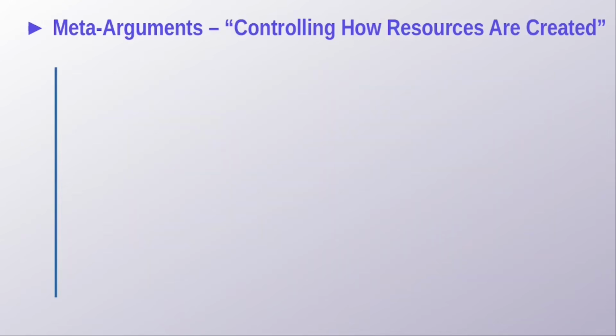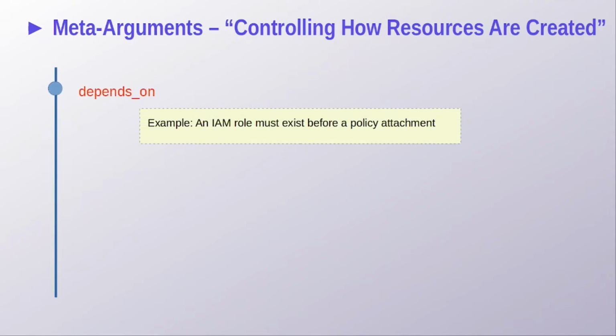Meta arguments are special keys. They are not part of any provider, but they strongly affect the dependency graph. Depends on: used when templates cannot understand the dependencies. Example: an IAM role must exist before policy attachment. Terraform does not know this, so I must tell it clearly.